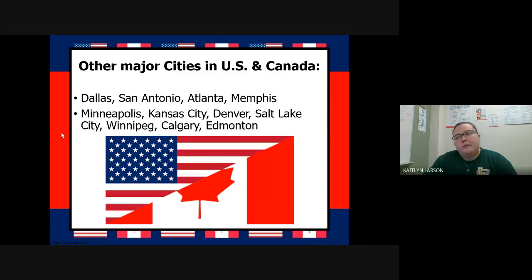Then, of course, we have other major cities that are not located near water, aren't located near the Great Lakes. They're going to be Dallas, San Antonio, of course, Atlanta, Memphis, Minneapolis, Kansas City, Denver, Salt Lake City, Winnipeg, Calgary, and Edmonton. Now, most of these are going to be in the United States. It's only these last three, Winnipeg, Calgary, and Edmonton, that are going to be found in Canada. So this is the only thing I have for you guys today for your notes on population.